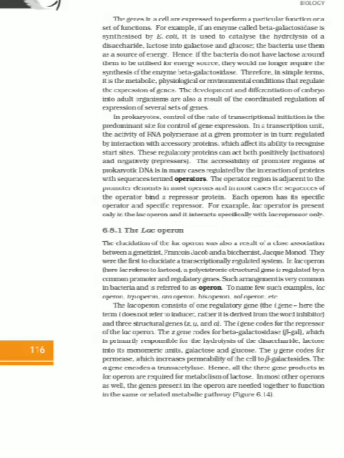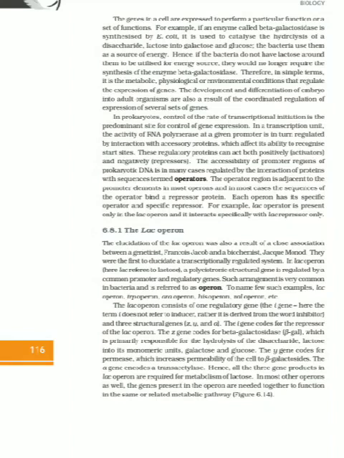The genes in a cell are expressed to perform a particular function or a set of functions. For example, if an enzyme called beta galactosidase is synthesized by Escherichia coli, it is used to catalyze the hydrolysis of the disaccharide lactose into galactose and glucose. The bacteria use them as a source of energy.